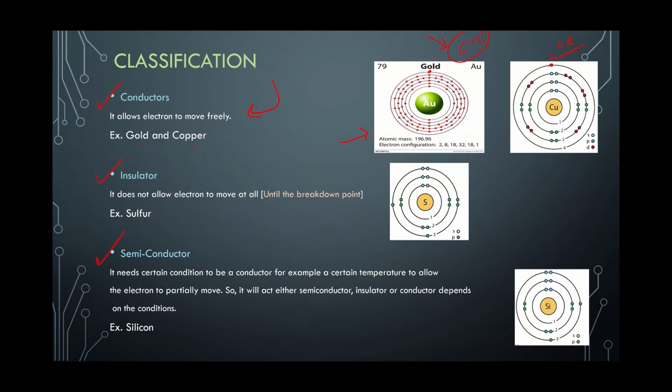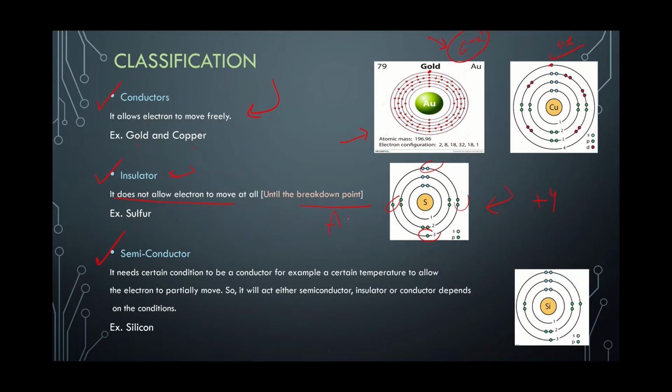Now the insulator, as we can see here, the number of electrons in the last shell is 6, so it's more than 4. So this element, for example the silver, is an insulator. It resists the electron movement. Each insulator has a breakdown point. Once you reach it, you can convert this insulator to be a conductor.